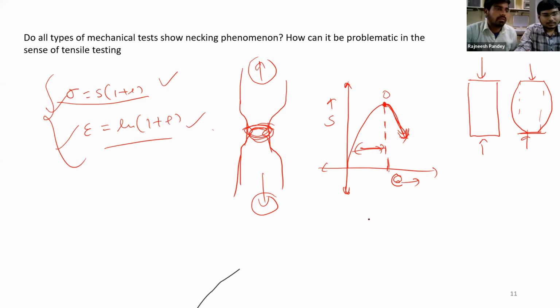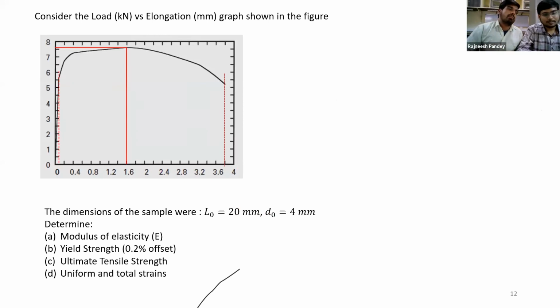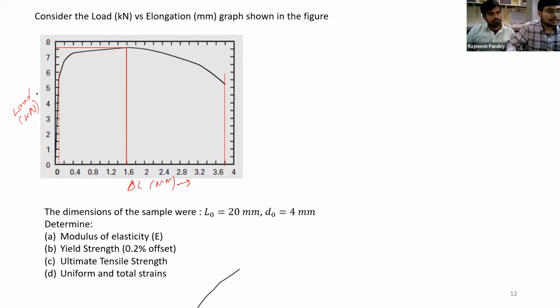So let us go to the next question. Okay, let us see this question. Basically, this is a question which will help you to interpret the data we get from a tensile test. Consider the load versus elongation graph. This is a graph for a test conducted in the UTM. This axis is load in units of kilonewton, and here we have the elongation delta L in units of mm.